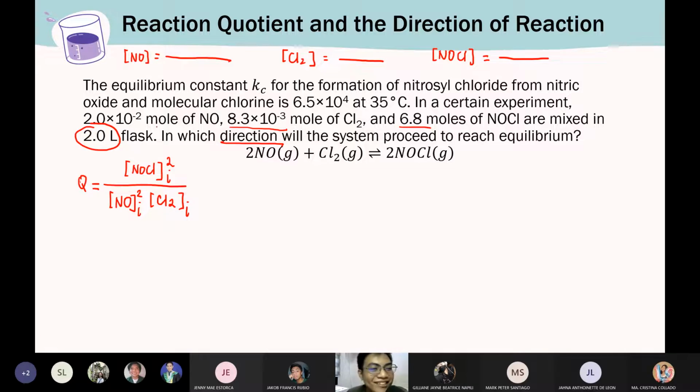So, NO: that's 2 times 10 raised to negative 2 mole, divided by the volume, 2 liters. For the chlorine gas, that's 8.3 times 10 raised to negative 3 mole divided by 2 liters. For the NOCl, it's the same.